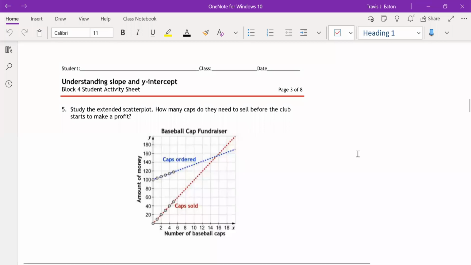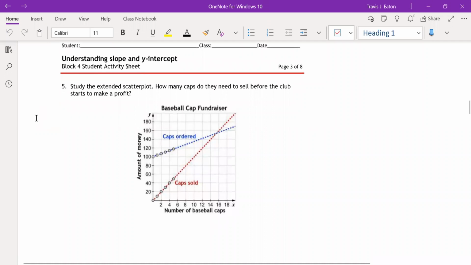So we are continuing our lesson on understanding slope and y-intercept with topic 8, block 4. And let's take a look at this graph, which is an extended scatter plot. It's a scatter plot because it has individual dots rather than the solid line. Now, let's take a look at this question.